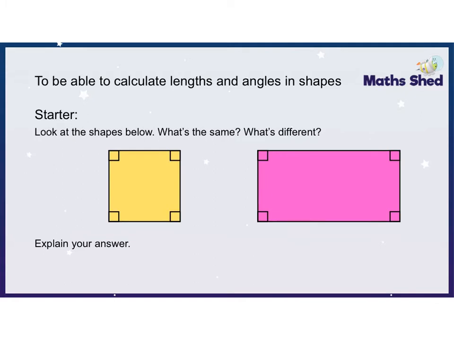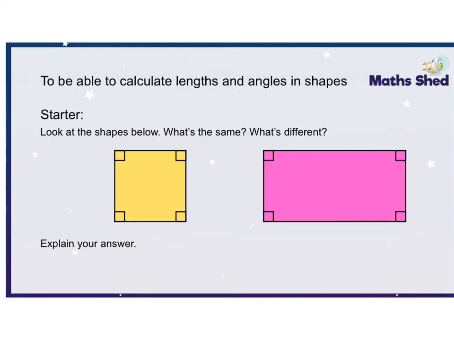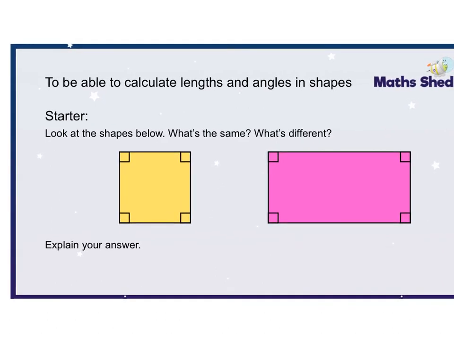So a quick starter question. Look at the shapes below. What's the same? What's different? Okay, let's start with what is the same here. Well, I can see that they both have 1, 2, 3, 4 right angles. So each vertex, each corner, is a right angle.